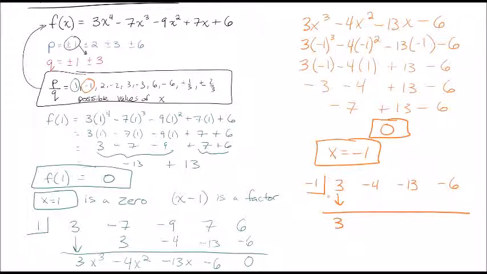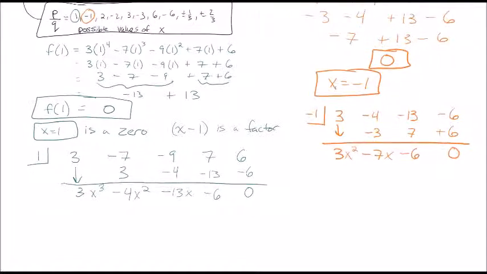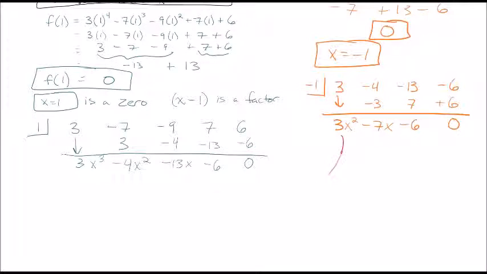I bring down the 3. 3 times -1 is -3. This becomes -7. -7 times -1 is a +7. -6, and -6 times -1 is a +6. So we get 0. So this is going to leave me with this last function here, and then I'll bring down the x's. So it was x third, lower the degree by 1, so it becomes x squared and x. So finally here, we're left with this, and I'm going to bring this down actually over here. So we'll have 3x squared minus 7x minus 6.